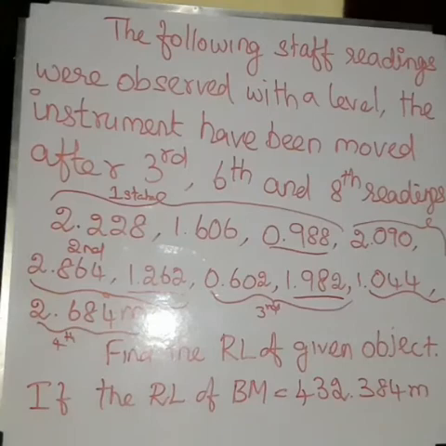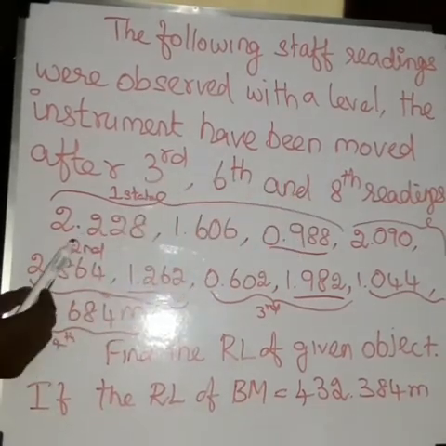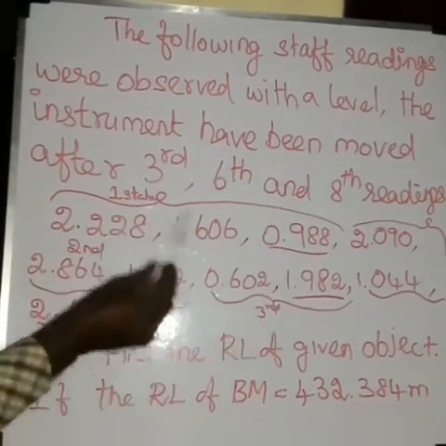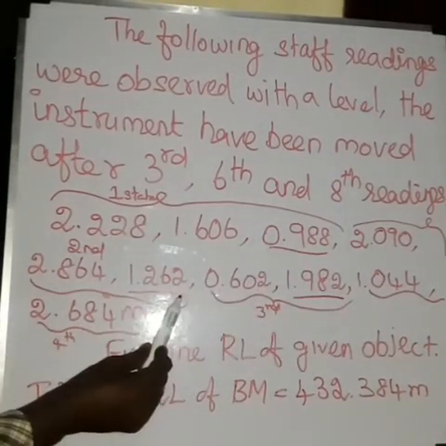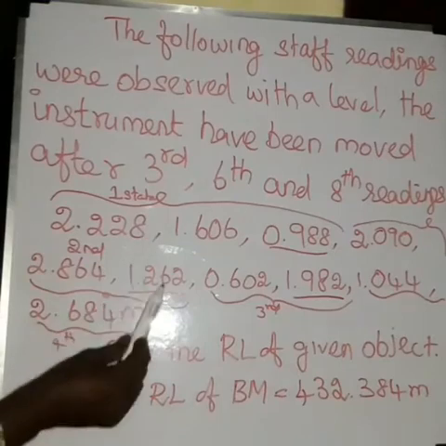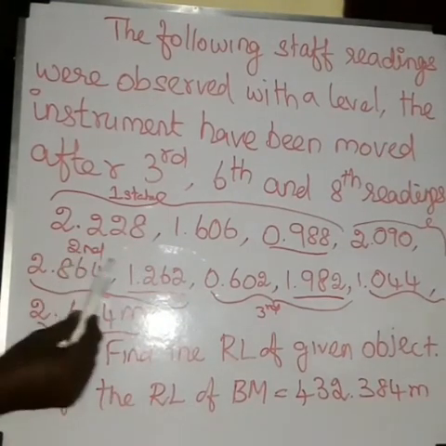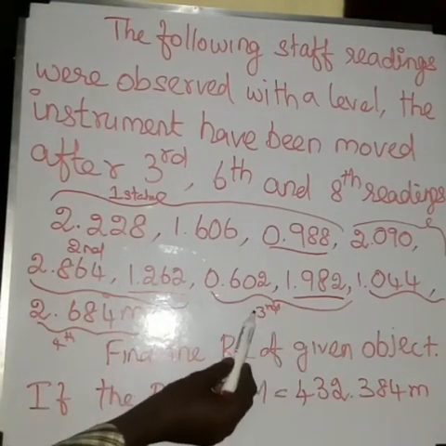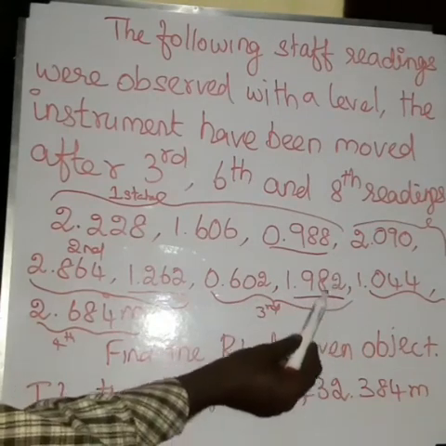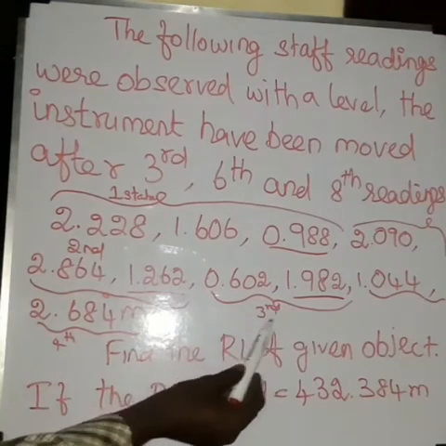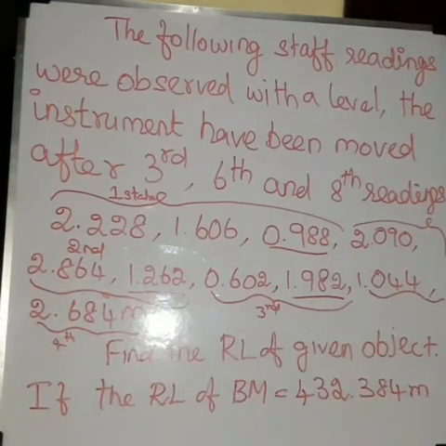Okay, so what is given here? The instrument has been moved after the third, sixth, and eighth readings. So the first 3 readings are observed at station 1. The next 3, up to 1.262, are taken from the second station. The 2 readings 0.602 and 1.982 are taken at the third station. The remaining are from the fourth station. Okay, these are all given here.